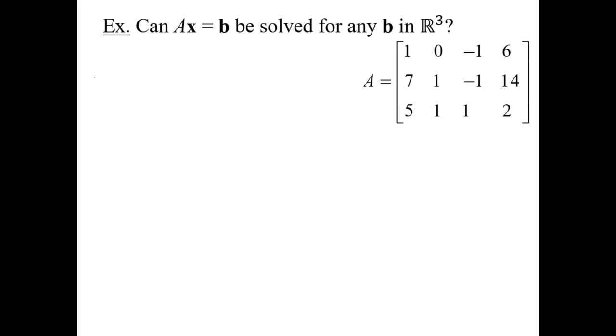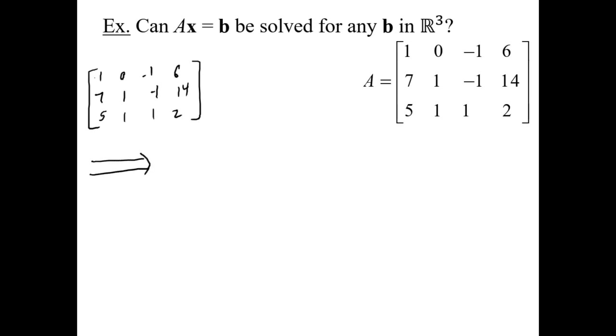So we've already got matrix A. I'll just rewrite it here. 1, 0, negative 1, 6, 7, 1, negative 1, 14, 5, 1, 1, 2. And please notice this is not the augmented matrix. We don't have B. We don't even need to write out B because really all I need to do is ask the question about matrix A.